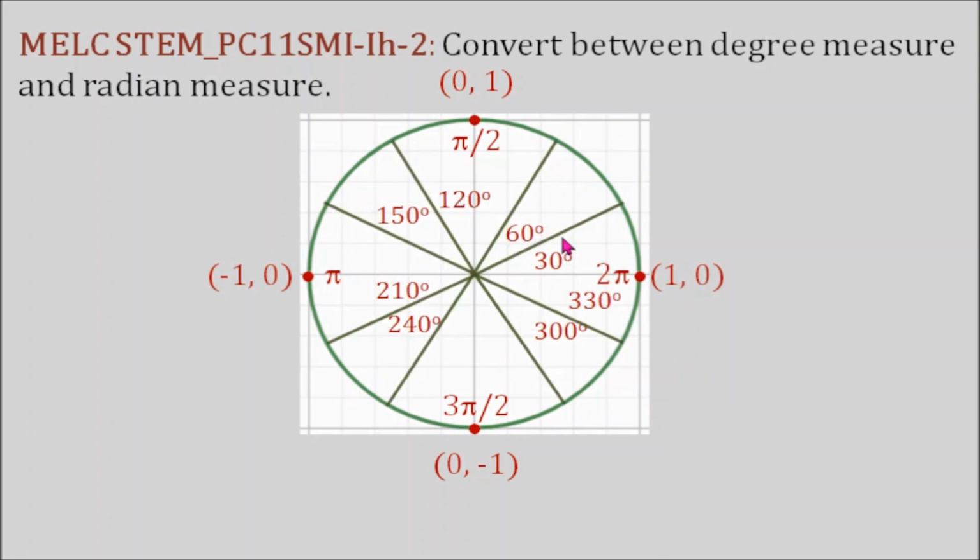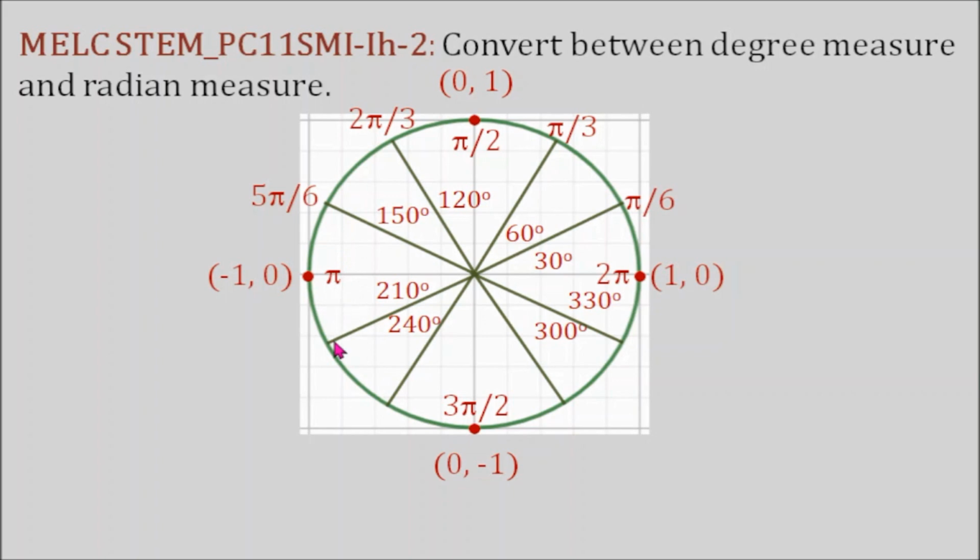How about if it is 30 degrees? So if you are going to divide pi over 2 by 3, it's pi over 6. Now pi over 6 plus pi over 6 equals pi over 3. Pi over 3 plus pi over 6 equals pi over 2. Pi over 2 plus pi over 6 equals 2 pi over 3. 2 pi over 3 plus pi over 6 equals 5 pi over 6. And 5 pi over 6 plus pi over 6 equals pi.